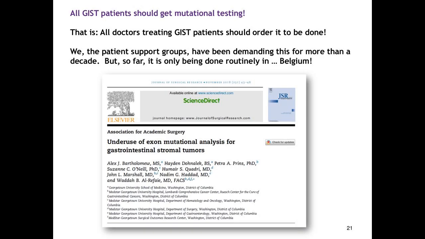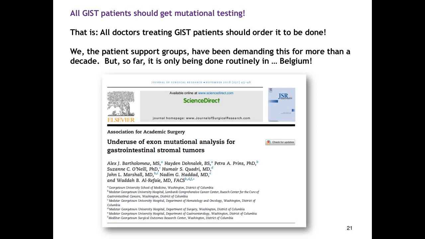That's what it says here. So all GIST patients should get mutational testing. That is to say, all doctors should be ordering it to be done. The only country so far where it's being done on every case is Belgium. And in the U.S., it's still being highly underused.